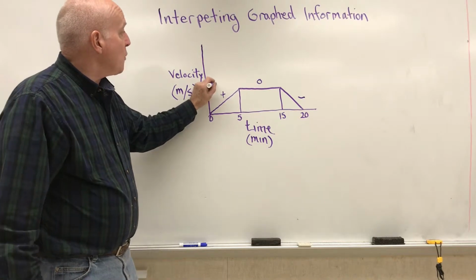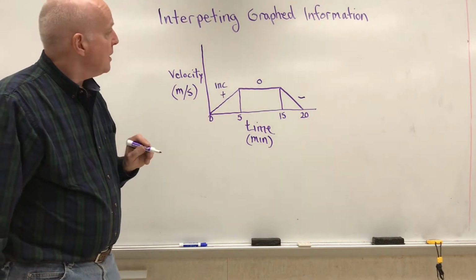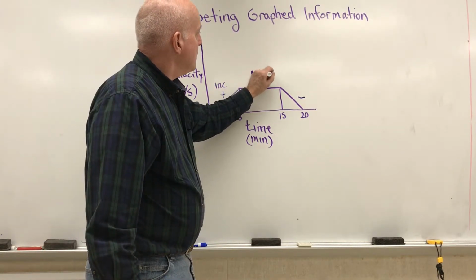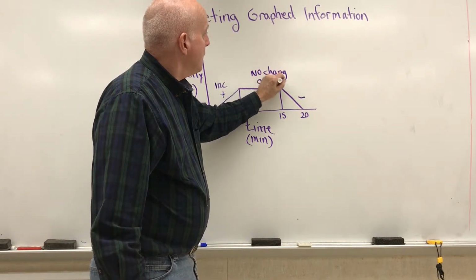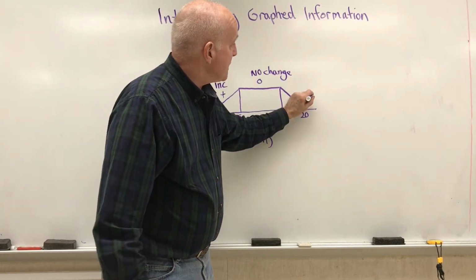Positive slope means that we're increasing the value that's on the vertical axis. Zero slope means no change. And negative slope means that we're decreasing.